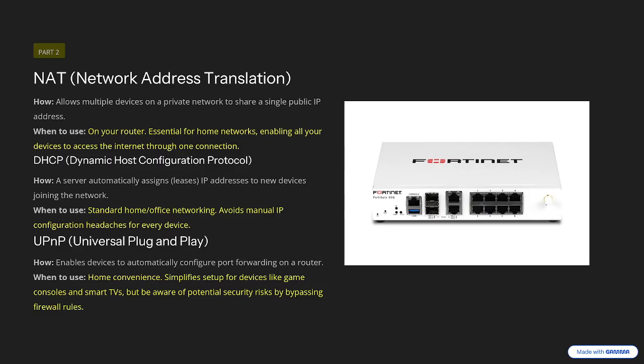Third, we have UPnP, Universal Plug and Play. How it works is it will enable devices to automatically configure port forwarding on a router. When to use it is for home convenience, to simplify setups for devices like game consoles and smart TVs. But note, this can lead to security risk because it bypasses all the firewall rules.